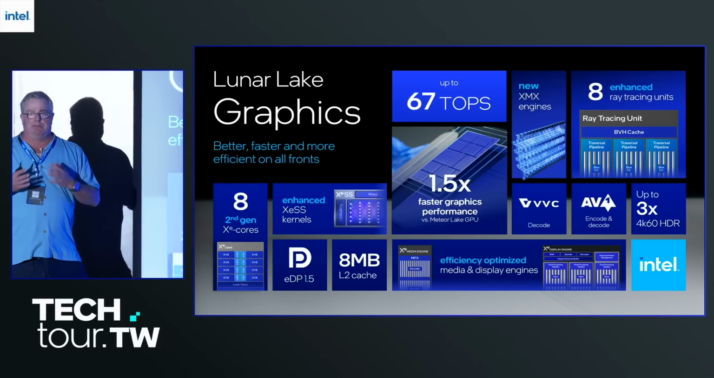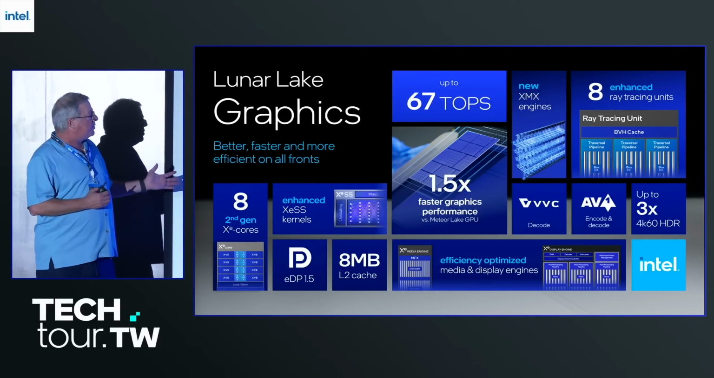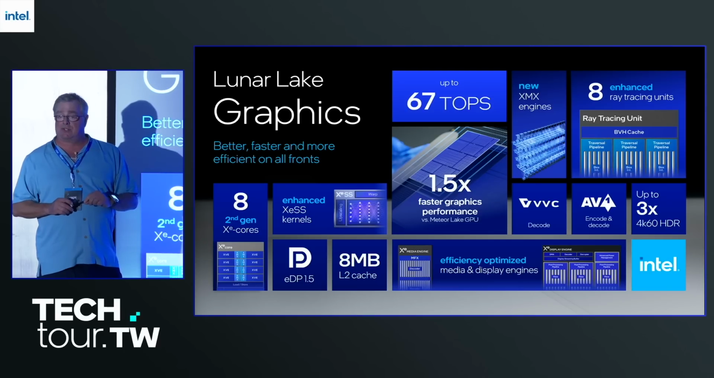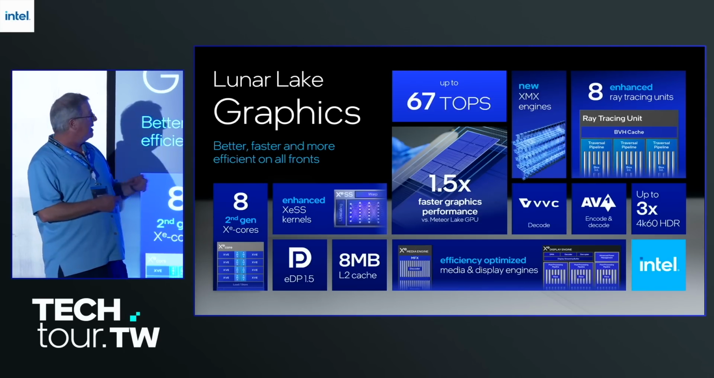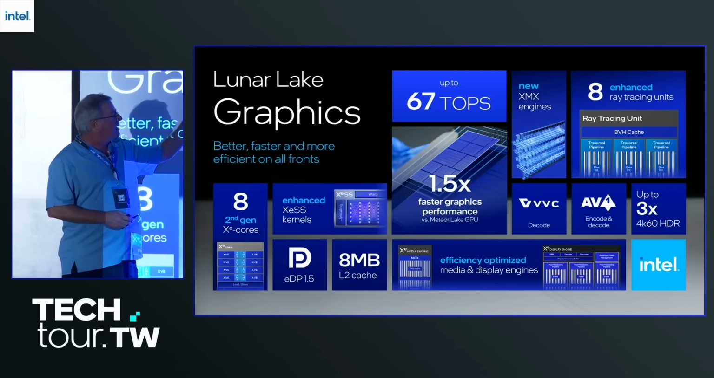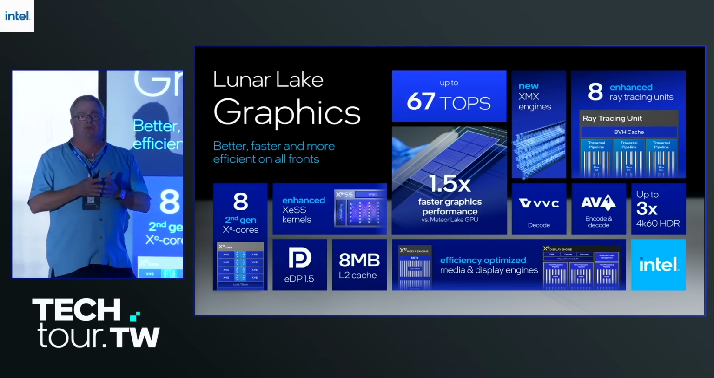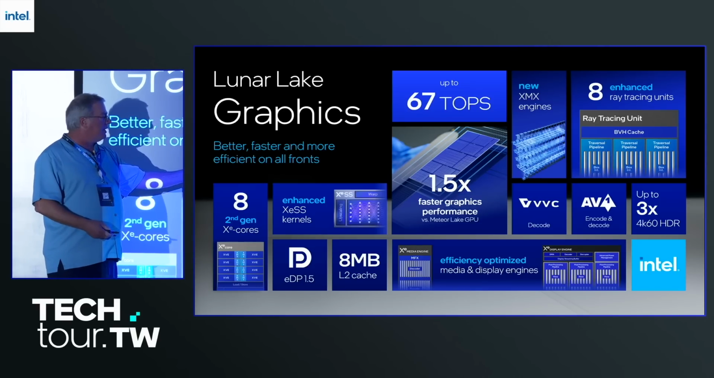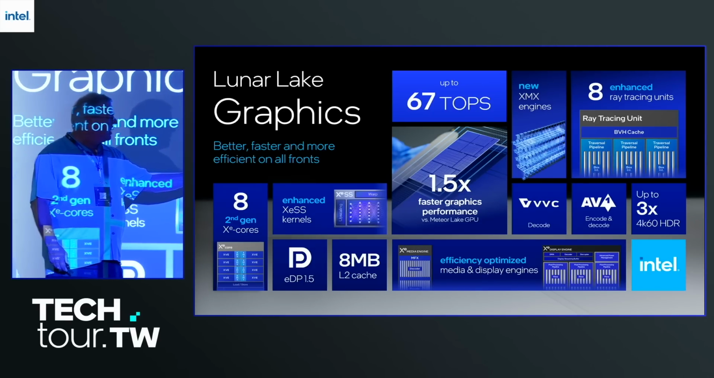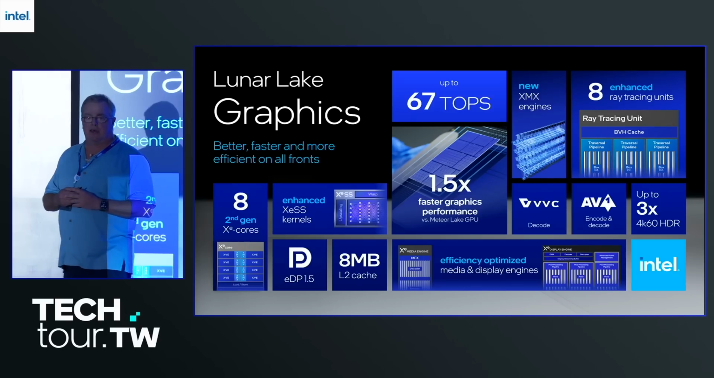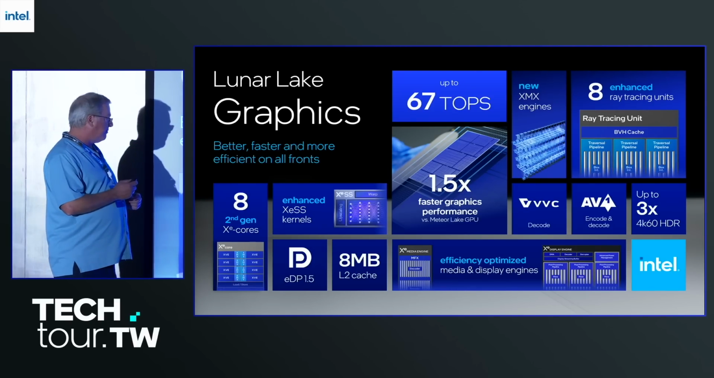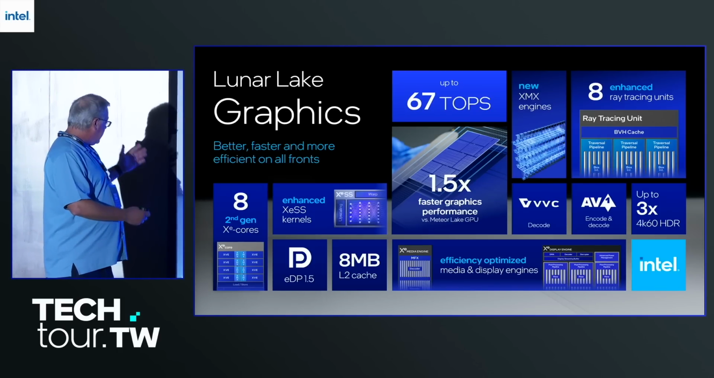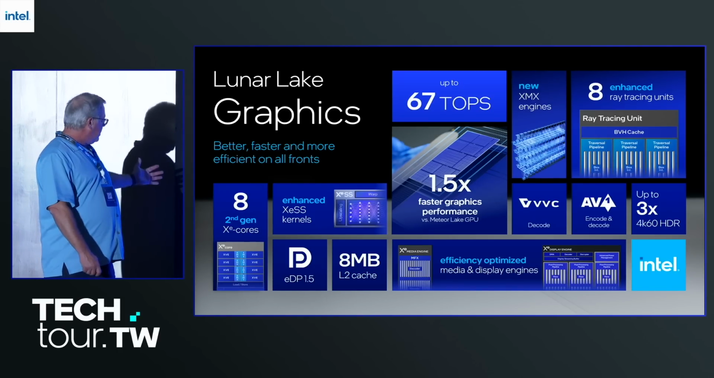Lunar Lake GPU is accelerated by Xe2. It is approximately, up to 1.5x faster at the same power budget as Xe. It offers 67 TOPS. It has 8 ray tracing units, each of which has 3 traversal units and 2 triangle intersection units. We support hardware decode for VVC, AV1 encode and decode, and up to 3 times 4K 60 display interfaces. We are very efficient in our Xe core. It's our 2nd generation Xe core. And lastly, we support eDP with 8 Xe cores.